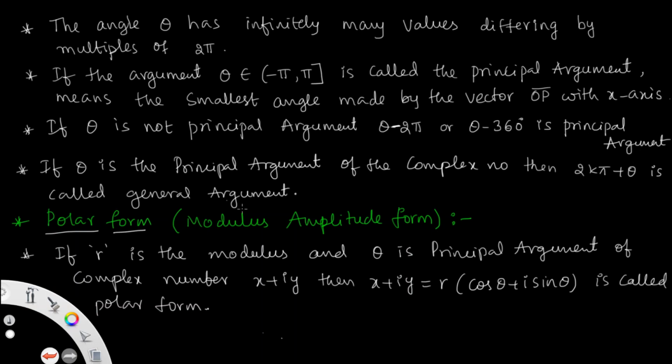Therefore, the general argument of a complex number is 2k pi plus theta, where k belongs to the integers: 1 rotation, 2 rotations, 3 rotations. So, the multiples of 2 pi. Then it is called the general argument of a complex number.